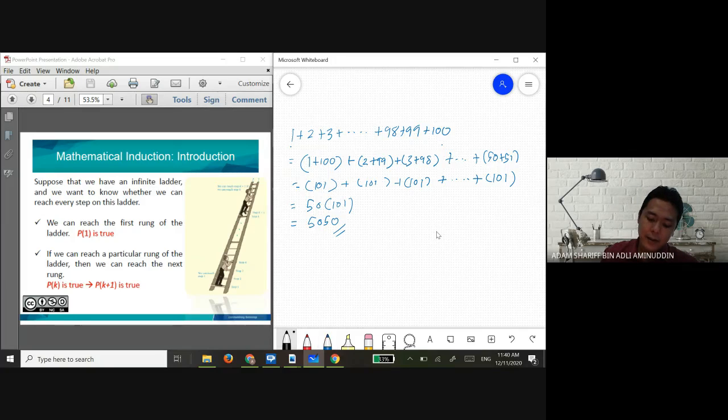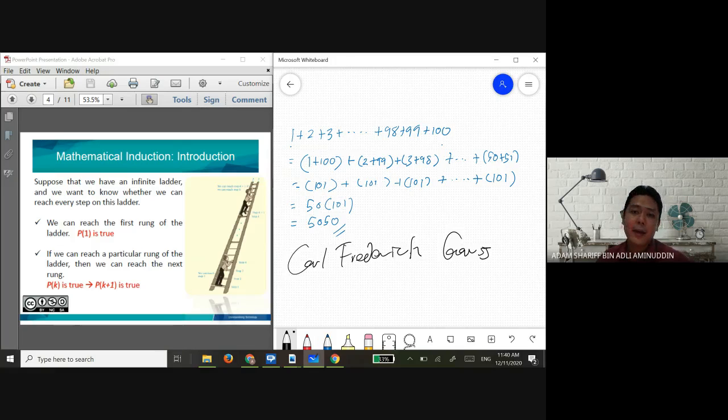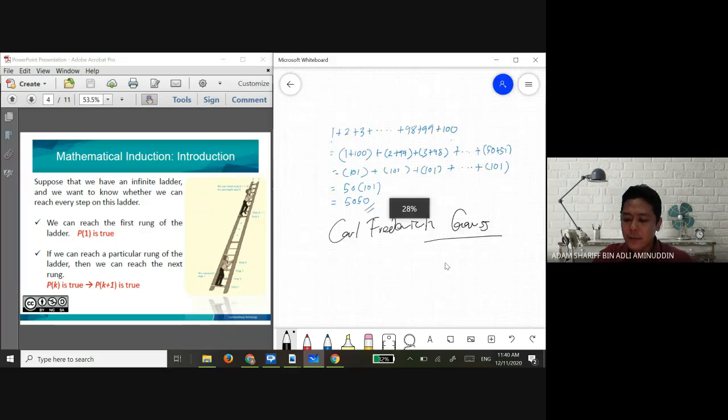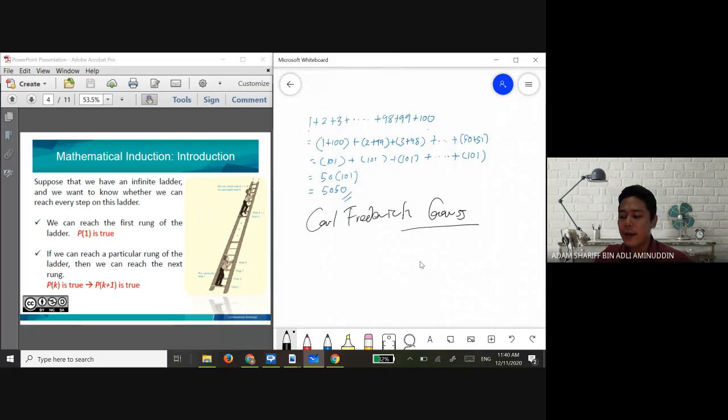The boy's name is Carl Friedrich Gauss. In linear algebra, you may learn about Gauss elimination, Gauss-Jordan. This Gauss is the mathematician. He is known as the person who is very well versed in the field of number theory. Mr. Carl Friedrich Gauss, he has passed away.